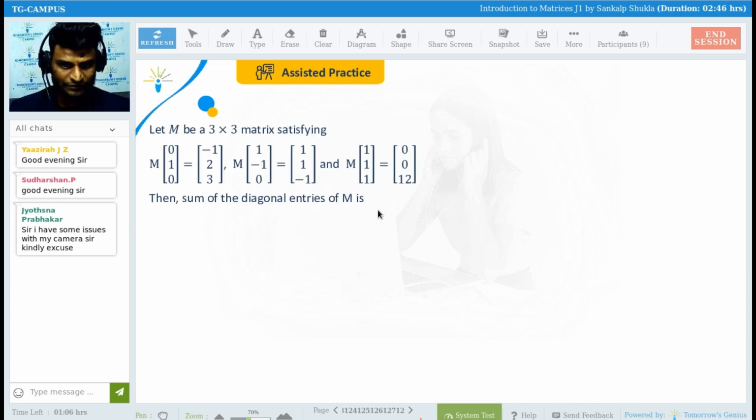So you have covered this question. Now, this I am giving to you. You have to solve this question. The question says, let M be a 3 cross 3 matrix which is satisfying these conditions. What is the sum of diagonal entries of M? That means you have to find the M matrix only. This is what the question is all about. Once you are able to find the matrix, then you can easily take the sum of the diagonal.